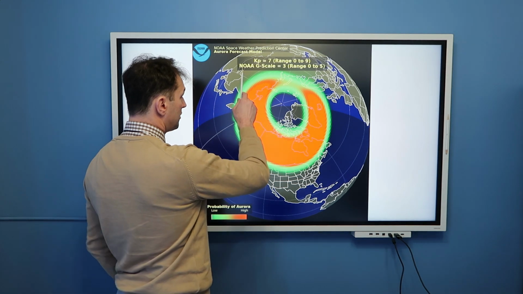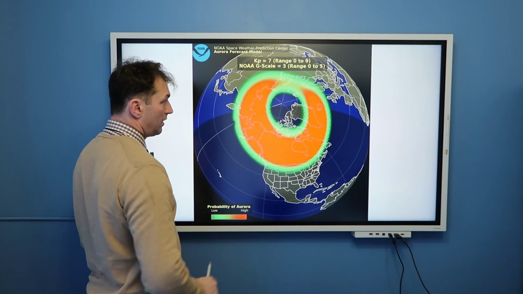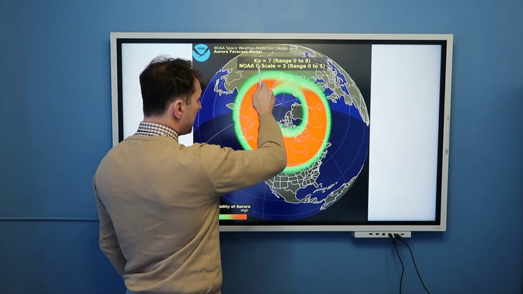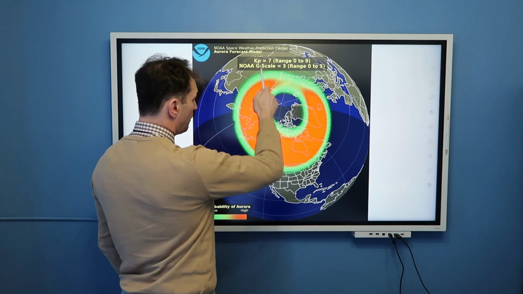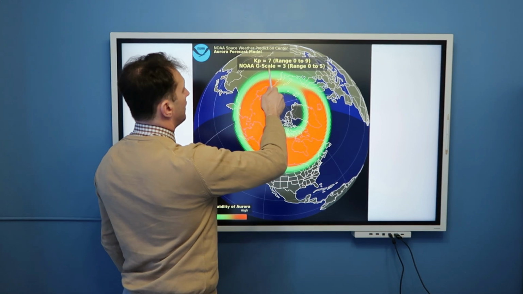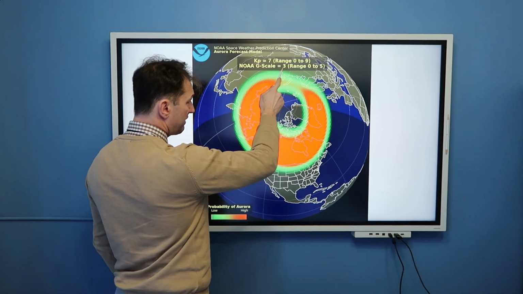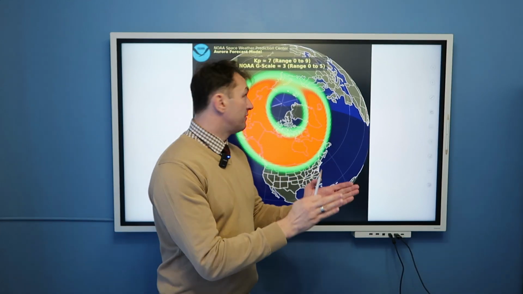And we also have the so-called NOAA G scale, which is a slightly normalized KP. It ranges between 0 and 5. When KP is 5, the NOAA G scale is 1. When KP is 6, G scale is 2. When KP is 7, as you can see, G scale is 3. And for values of KP of 3 and below, G scale is simply 0.